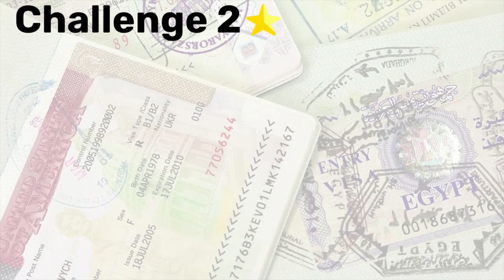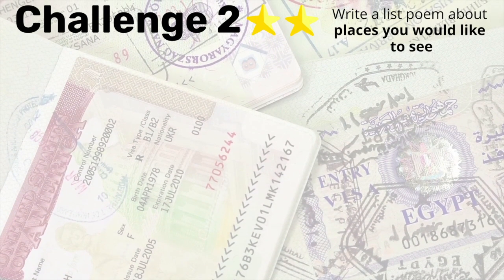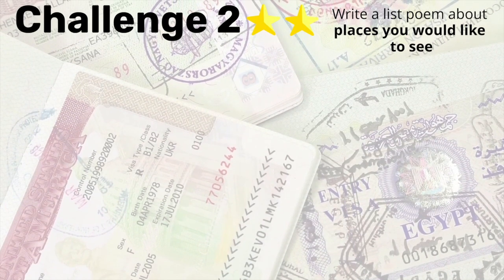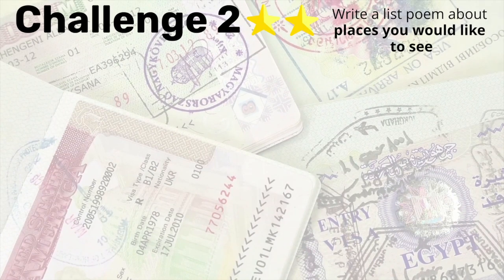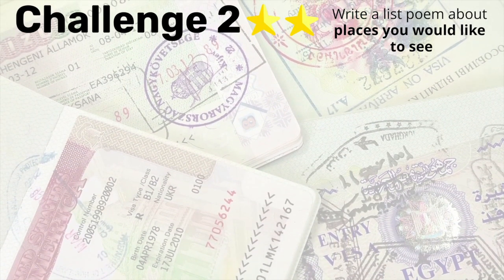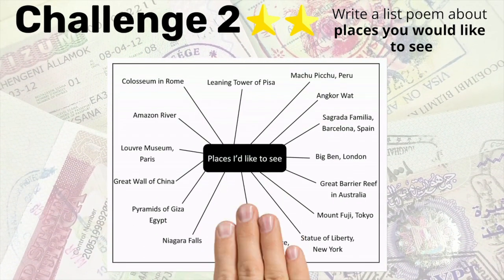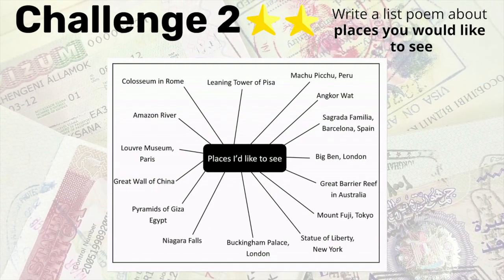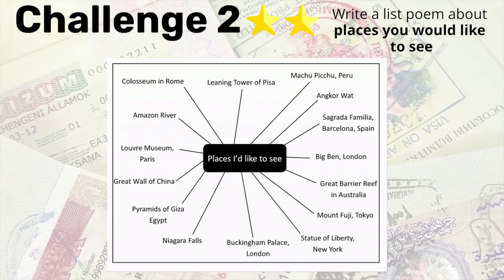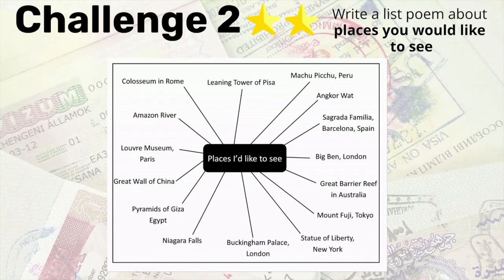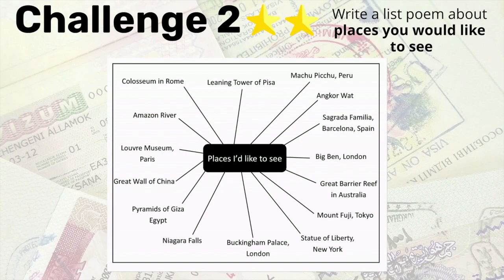Challenge 2. Write a list poem about places you would like to see. Begin by brainstorming some places in the world you'd like to visit. Here's mine. There's quite a few places here, and not all of them are going to make my final poem. However, the more things you have to work with, the easier it is to find connections between them.